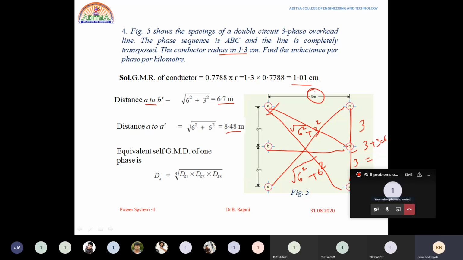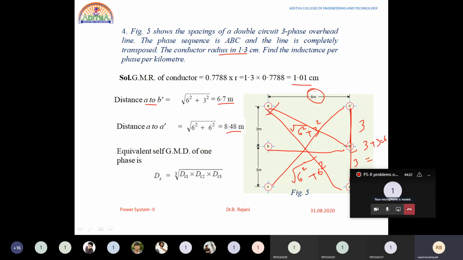Now you can observe clearly that B to B dash is again 6 only. It is parallel, so these are placed like this. B is over here and B dash over here. The distance is the same as A to C dash. Like this, you have to analyze the diagram. You have to find the distances from each and every point to the other, so that it will be very easy to find the self-GMD as well as the mutual GMD.